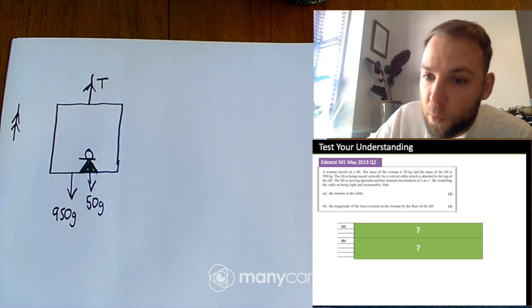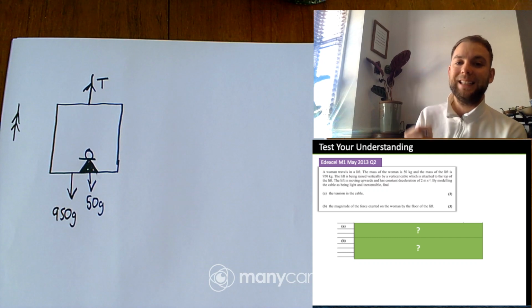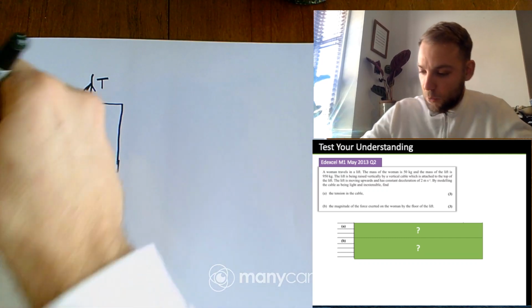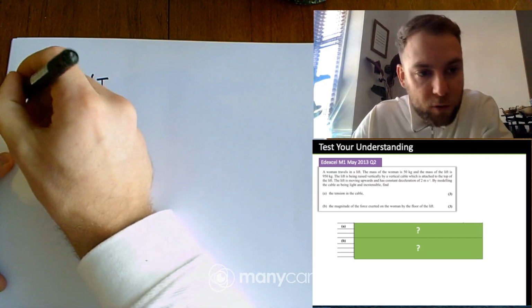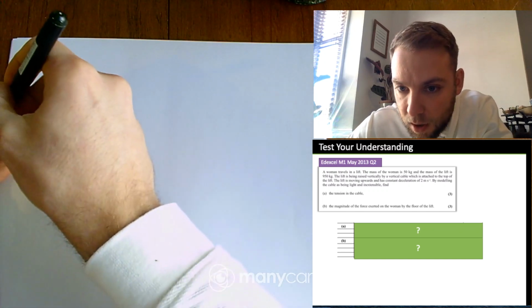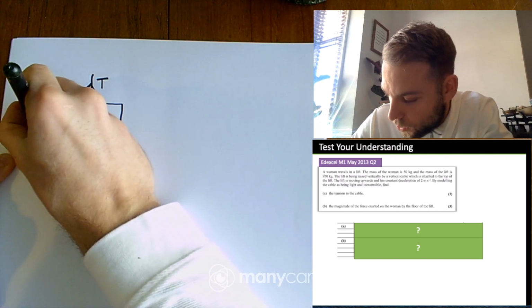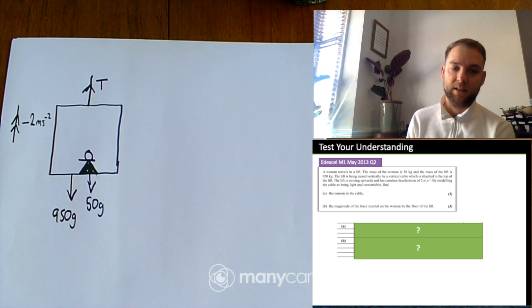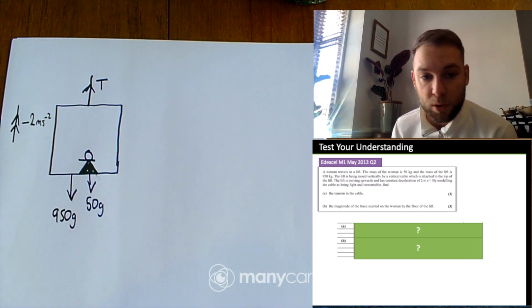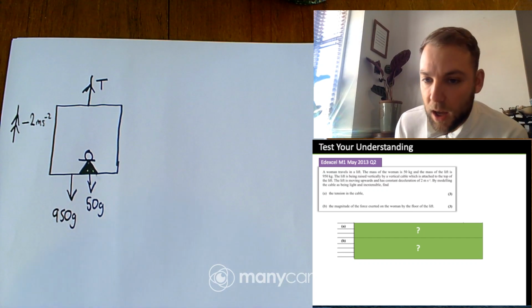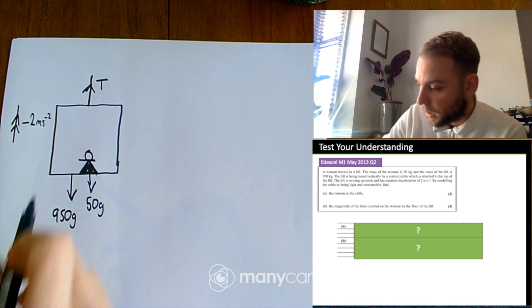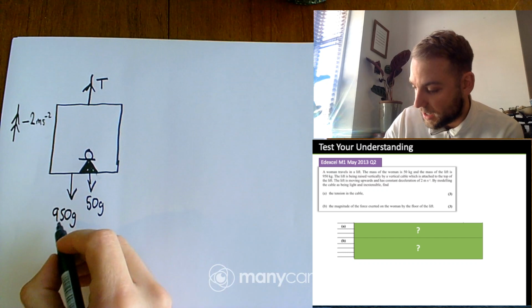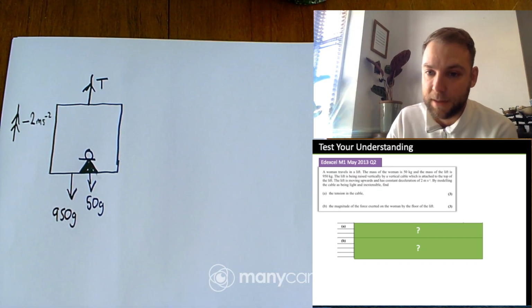However, it's travelling upwards with a constant deceleration, okay? Which means that this is slowing down. So I've got to say this is negative 2 meters per second squared. Minus 2 meters per second squared. And that diagram's enough there. We've got our woman, who's 50 kilograms. We've got the mass of our lift in this case, which is the 950. It's not light this time.